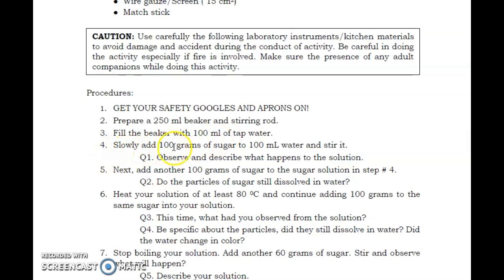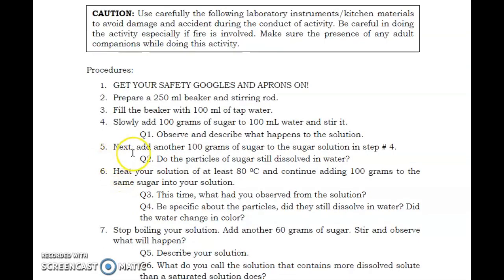Four, slowly add 100 grams of sugar to 100 ml of water and stir it. Since we replaced the water with one glass of water, we will also replace the sugar with 10 tablespoons of sugar, and stir it. Then question 1, observe and describe what happens to the solution. Procedure 5, next, add another 100 grams of sugar to the sugar solution in step number 4. Instead of 100 grams, let's use 10 tablespoons of sugar. Then question 2, do the particles of sugar still dissolve in water?